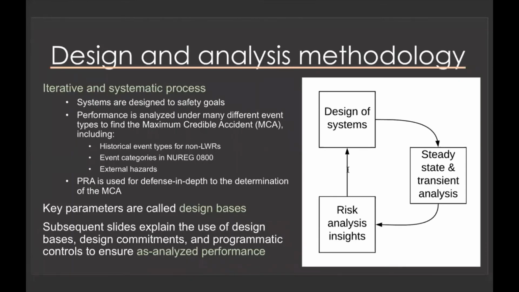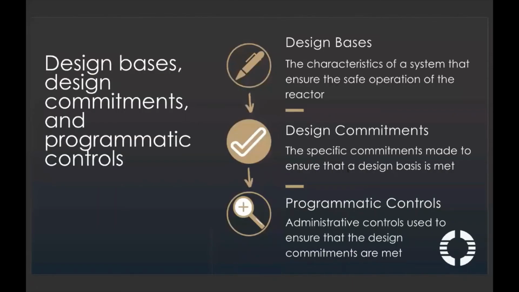The key parameters that are essential to assuring safety are the design bases, as we call them, and we'll describe how we use design commitments to assure these design bases and how programmatic controls ensure that is assured. So here's a similar description, but a different flowchart. The design bases are the characteristics of the system that ensure the safe operation of the reactor. The design commitments are the specific commitments made to ensure the design basis is met.